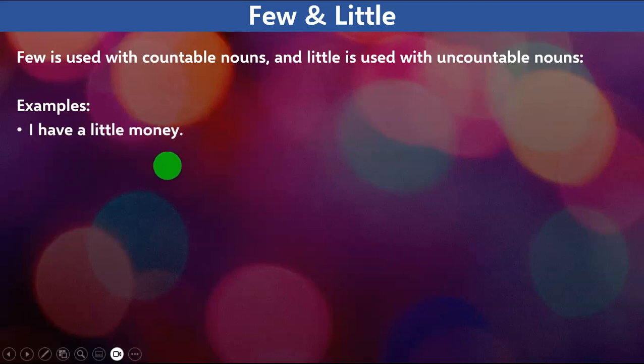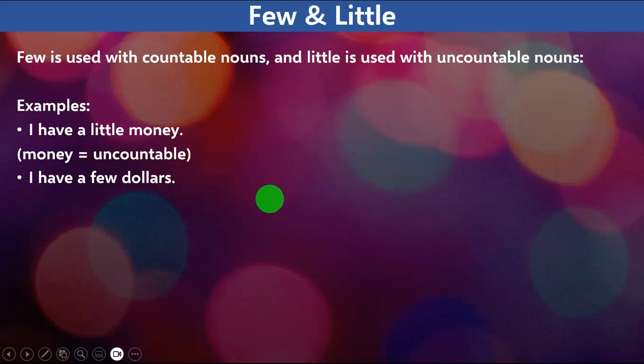I have a little money, right? Now, money is uncountable. You will be very surprised with this because we can count money. But in the English language, money is uncountable because you cannot add s to money. Have you heard of the word monies, right? Whether you have 5 rupees or 5 lakh rupees, money remains money. You cannot add s to money to make it plural. Hence, money is uncountable, right? So, I have a little money. Little is used with uncountable nouns.